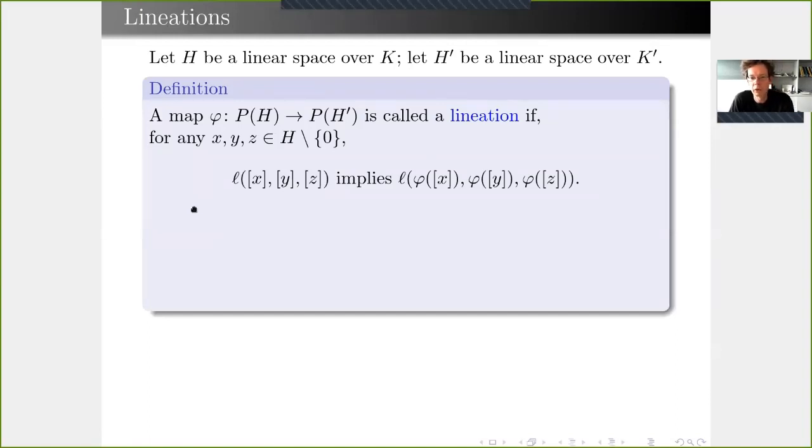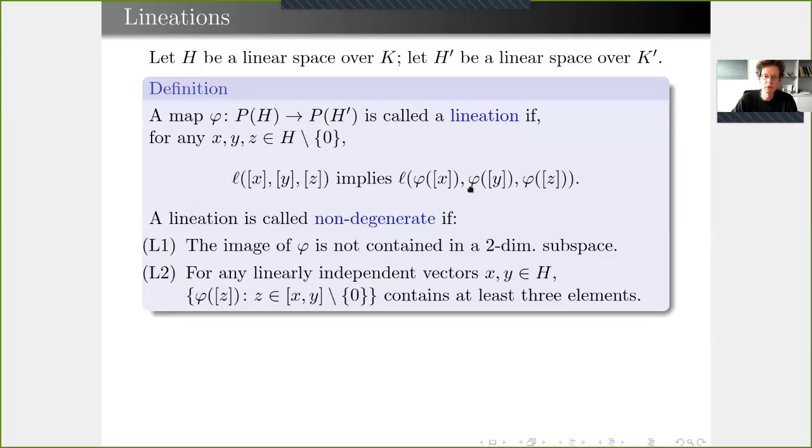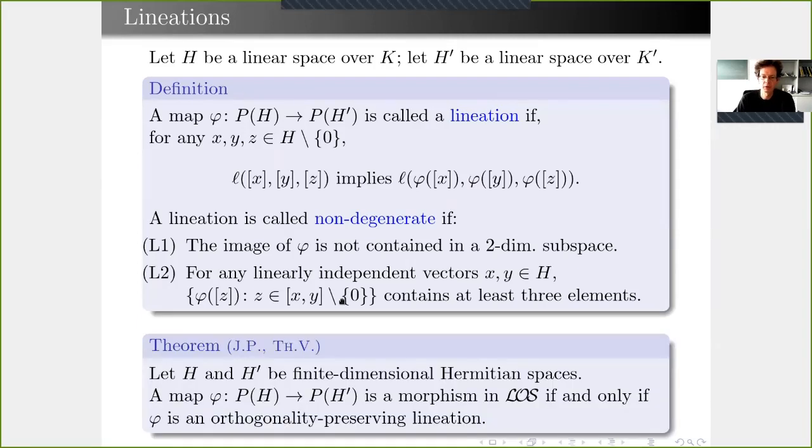What we need here are so-called lineations. So a lineation between projective spaces is a map that preserves the linear dependence. So that means if three one-dimensional subspaces are linearly dependent, which is indicated by the L here, then the same applies to the images. The lineation is called non-degenerate if the image is not contained in a two-dimensional subspace, and if the image of a line is never only two elements. And now with the notion of lineation, we get what we want.